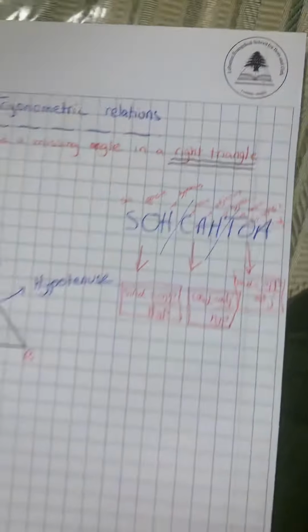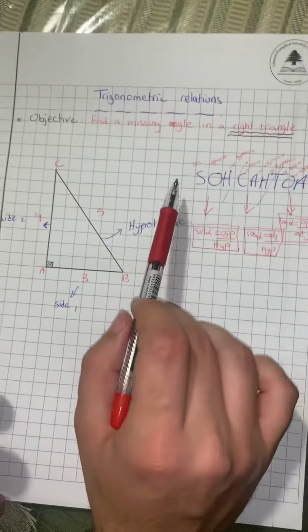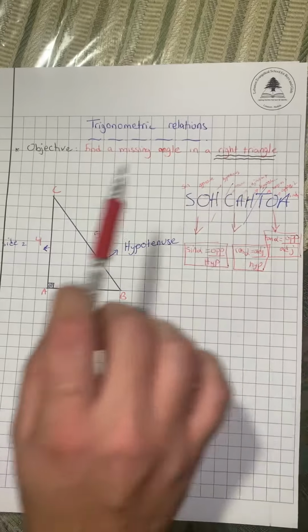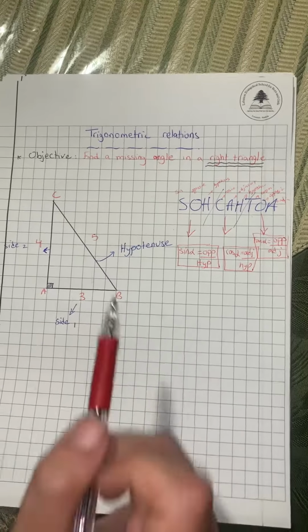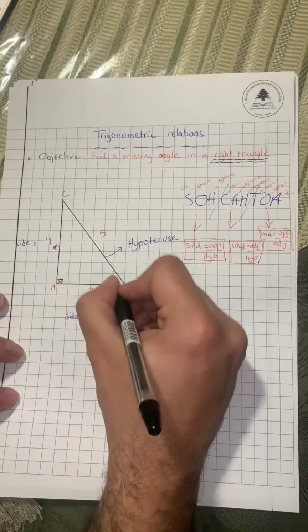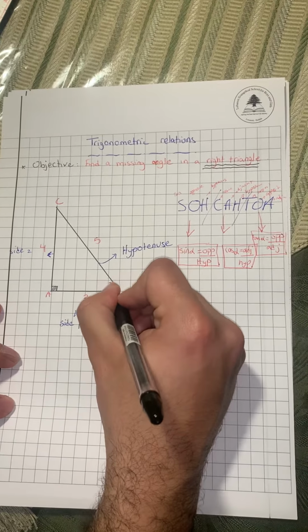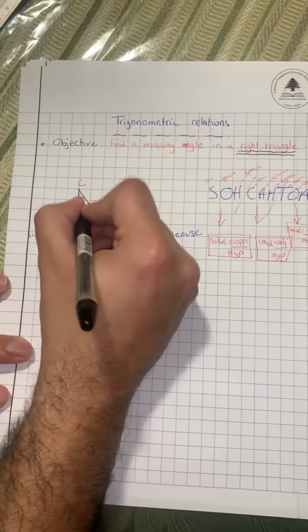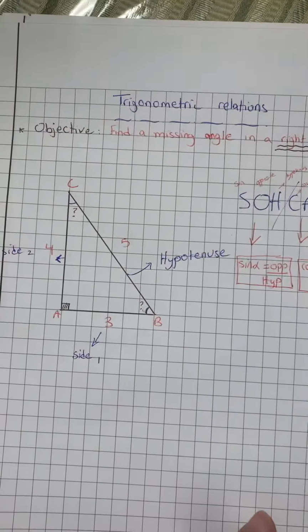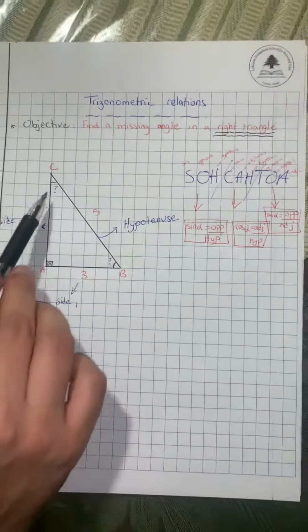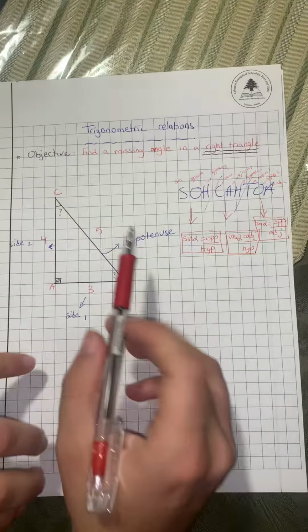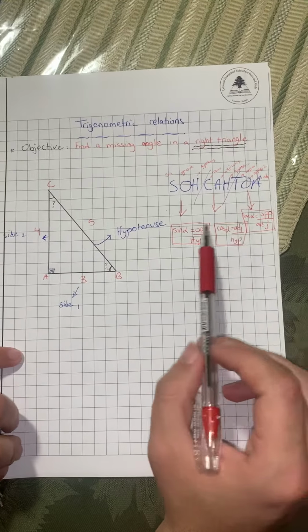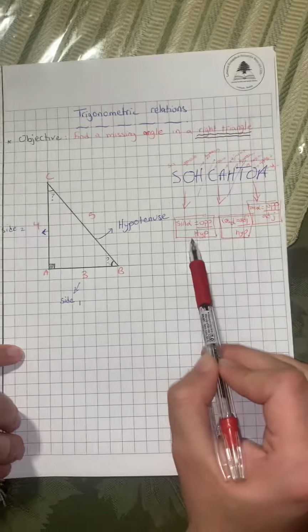Now, again, the objective of this lesson is to find a missing angle in a right triangle. That is, in case we have this right triangle, we have 2 missing angles: angle B that we don't know, and angle C that we don't know. Our goal is to find the value of these angles. How to find the values of these angles? We have to use one of these relations.